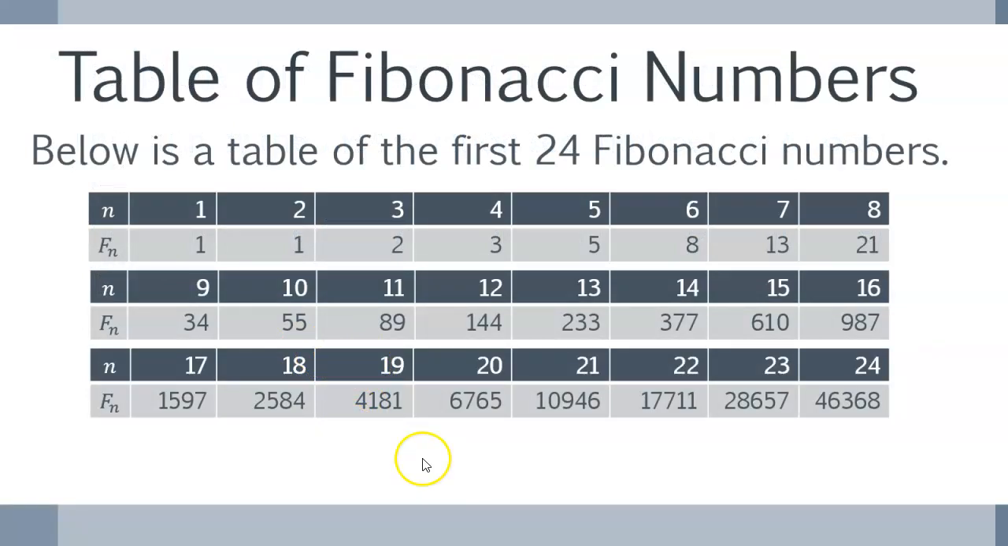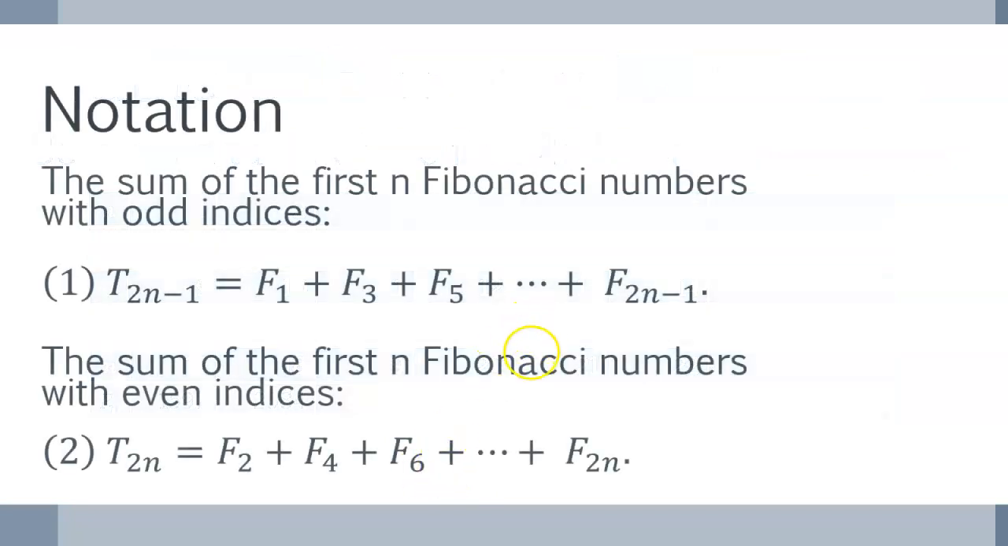Just to remind you, here's a table of the first 24 Fibonacci numbers. So that's what they look like. So here's the notation I'm going to use. The sum of the first n Fibonacci numbers with odd indices, I call that T2n minus 1, which is just F1 plus F3 plus F5. Notice I'm skipping every one with an even index. And I always go up to F2n minus 1, which is the nth Fibonacci number with odd index.